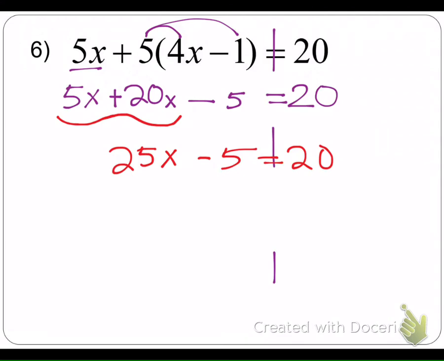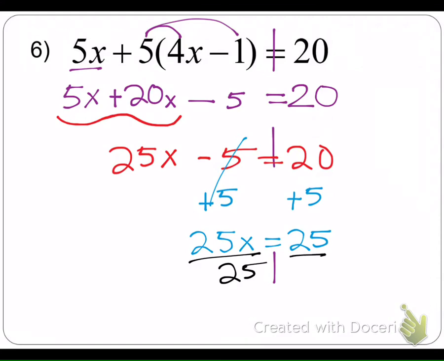How do I get rid of the minus 5? Add 5. Add 5. 25x equals 25. Then what? Divide by 25. Divide by 25. X equals 1. Good.